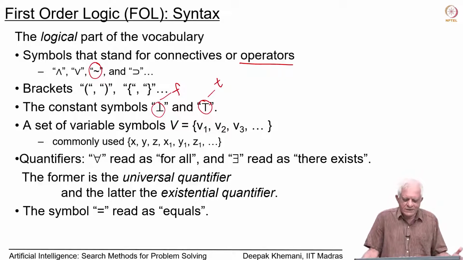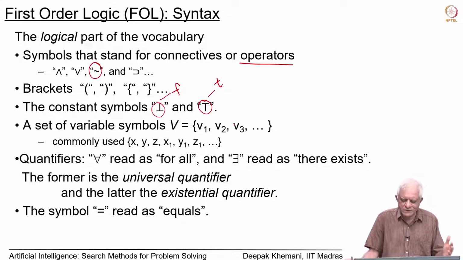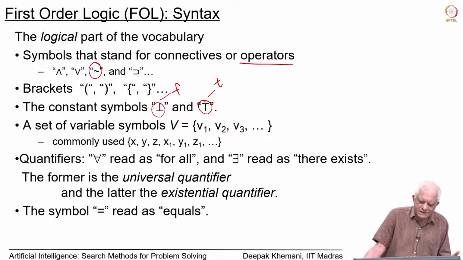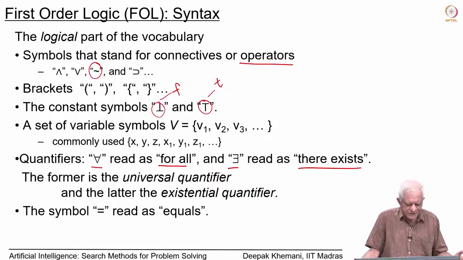Then in first order logic, and this is different from propositional logic, we have a set of variable symbols V1, V2, V3 and so on. Sometimes we use X, Y, Z and X1, X2 and so on. Then we have quantifiers. Most often we just talk about two quantifiers. One is read as for all and the other is read as there exists. The first one is called the universal quantifier, and the second one is called the existential quantifier, and we will look at their usage in a few minutes.